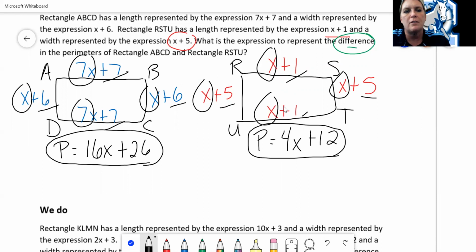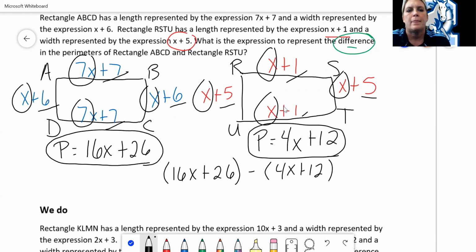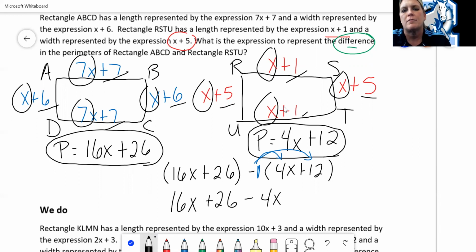So you're going to take the first one, 16x plus 26, minus the second one, 4x plus 12. Well, the first part will stay written as normal, 16x plus 26. This is a minus sign in between it. It's like a -1, and you have to distribute it. So now I get negative 4x minus 12.